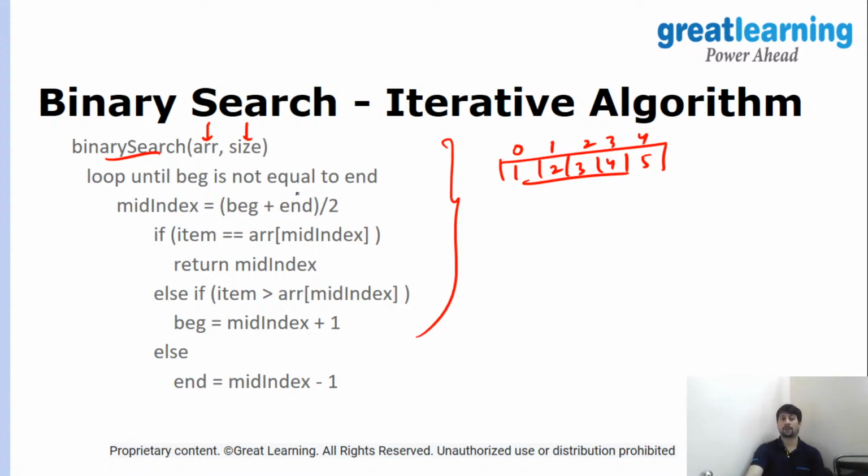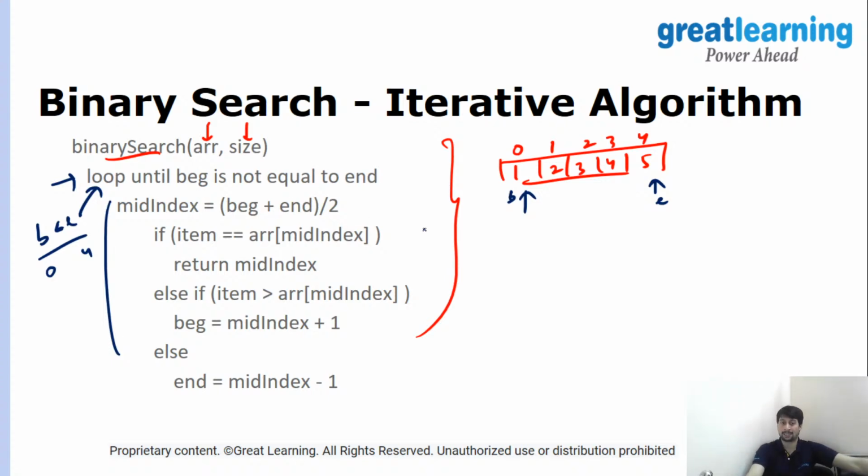We have this loop condition wherein we check that the beginning should always be less than the end. This is our beginning and this is our end. We are checking that beginning should be less than end. So beginning is 0, end is 4. We can go through this algorithm inside this loop and execute these steps. We try to find the middle element. The middle is beginning plus end divided by 2, which is 0 plus 4 divided by 2, and we find the middle index is 2.